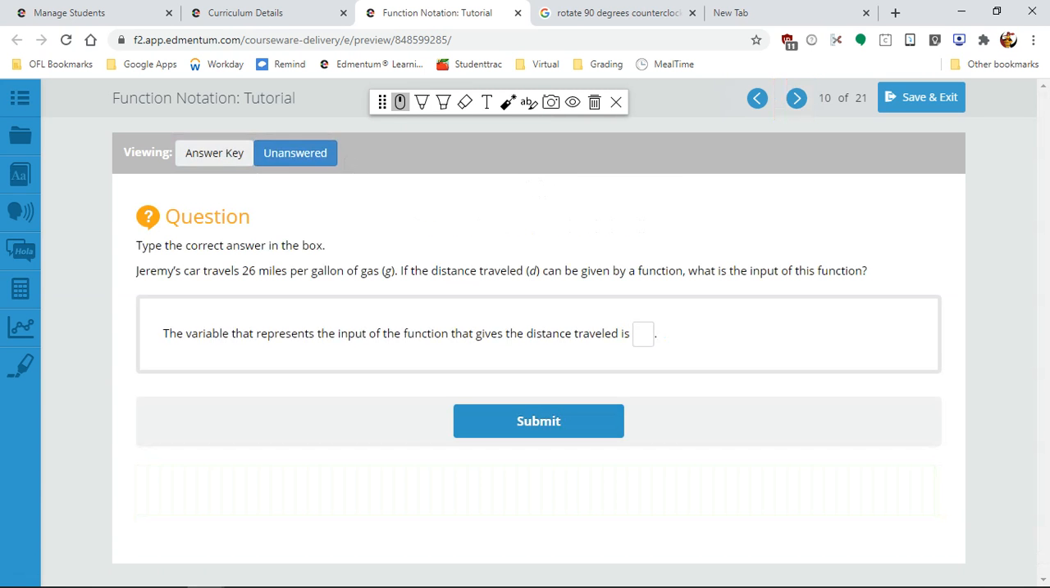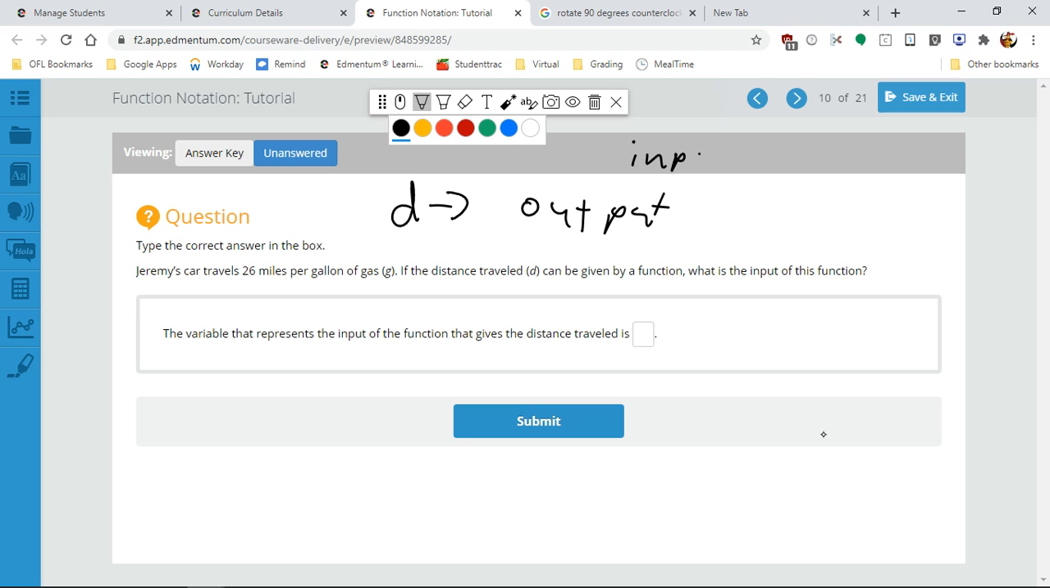So let's take a look at this. It says a car is traveling 26 miles per gallon. So every 26 miles, it takes up a gallon. If the distance can be given in the function, what is the input of the function? In other words, distance is our output. Anybody want to take a guess of what our input is? What's going to be our input?